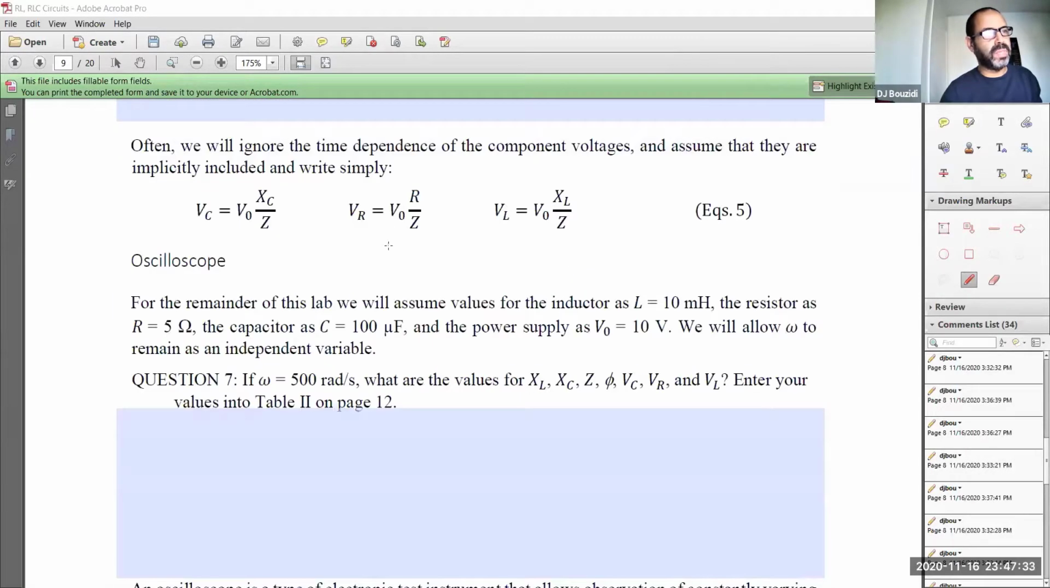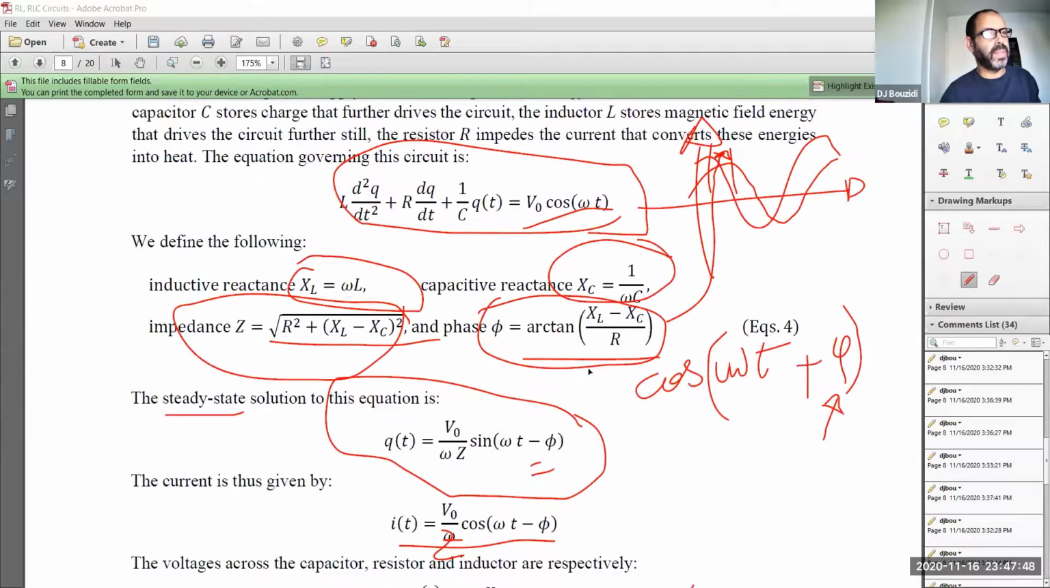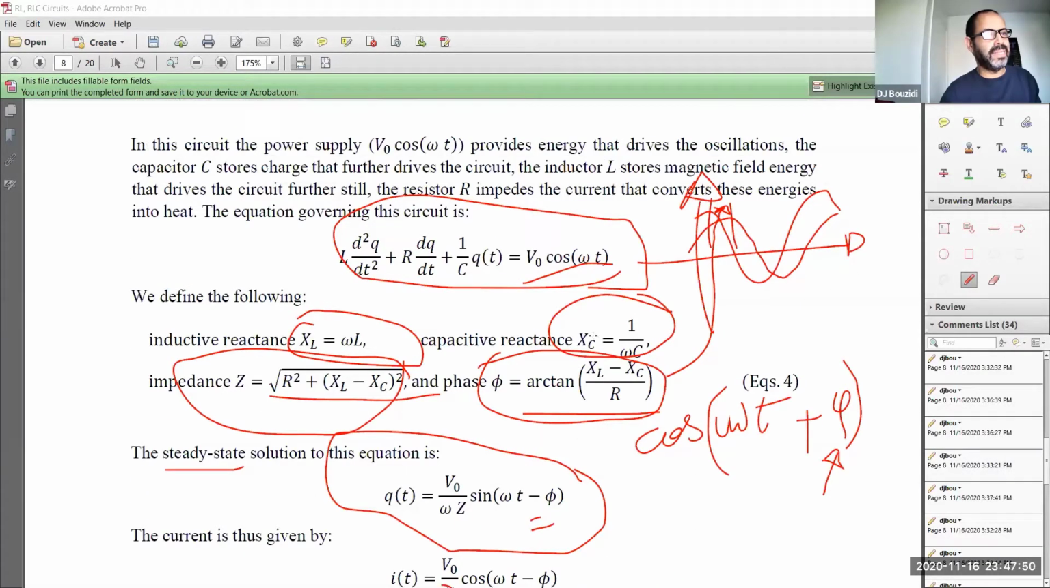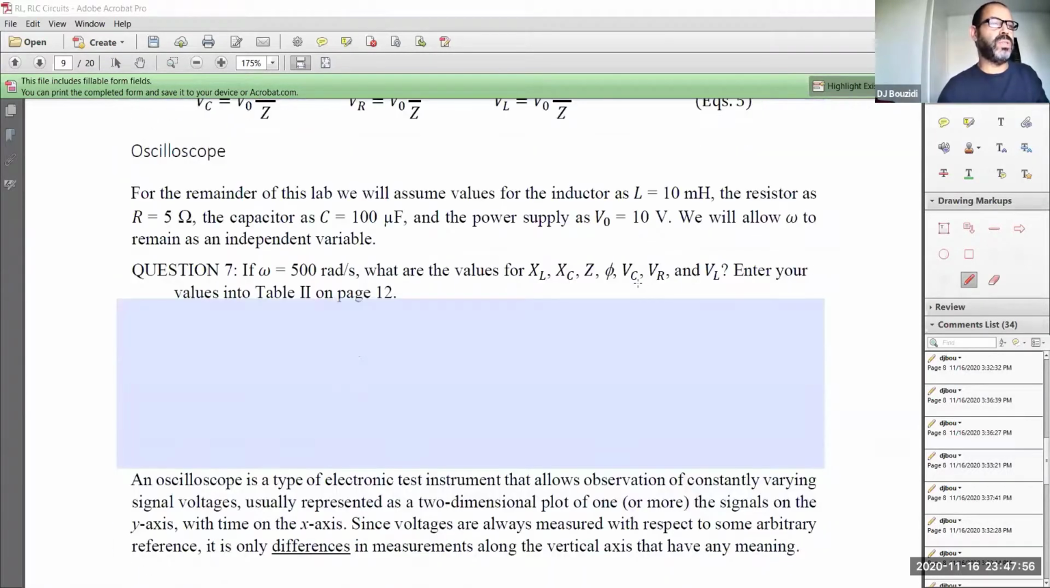We just get the amplitude, basically the coefficients of the cosines and sines. So when you substitute in here, use equation 5 for the parts VC, VR, and VL. For XL, XC, and Z, they are in the previous page. Here is XL, here is XC, here is Z, and phi is given by that expression. So you have everything. Does this question make sense to you guys?